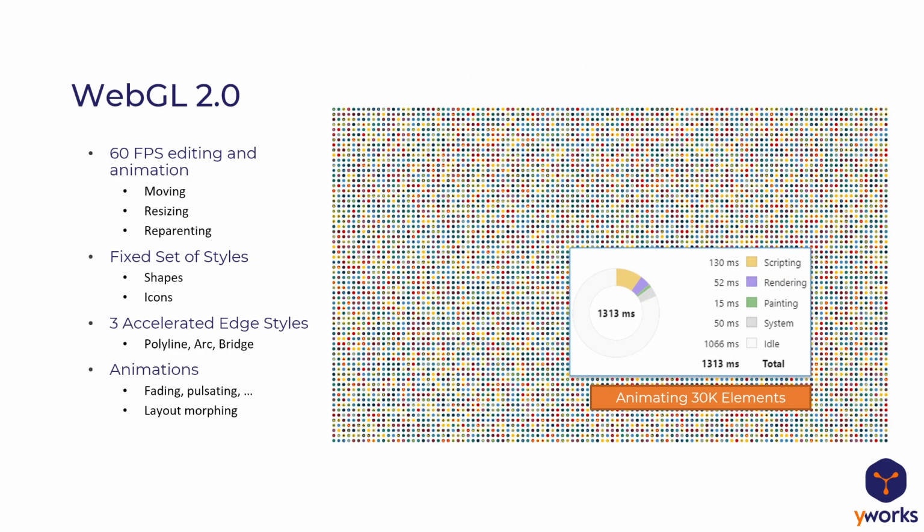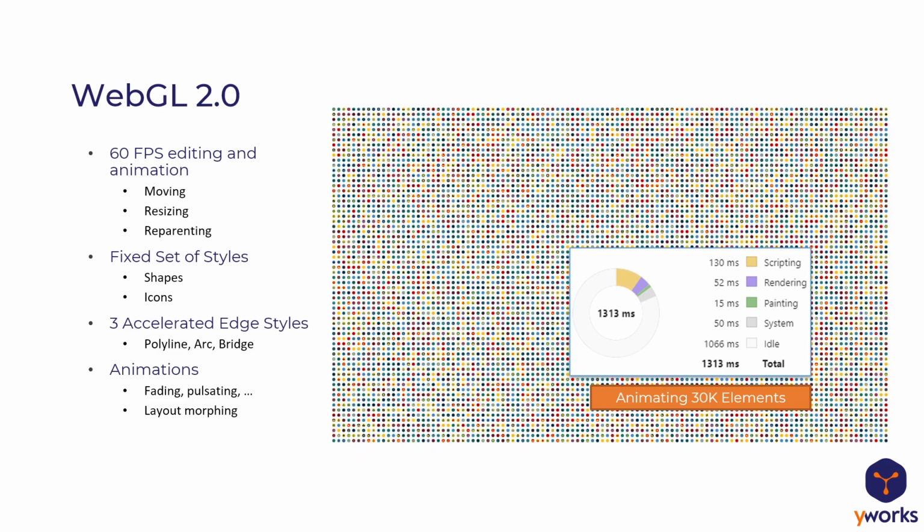Meaning you can still let the users edit their diagrams. They can move and resize their elements. They can reparent nodes. They can expand and collapse select elements, and all this at smooth 60 frames per second, including animation. This comes at a cost, of course, meaning we do have to provide a fixed set of styles.